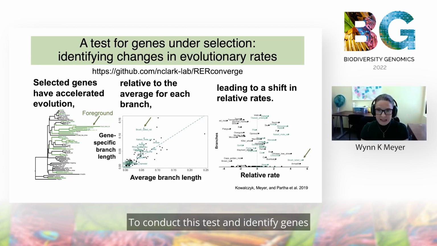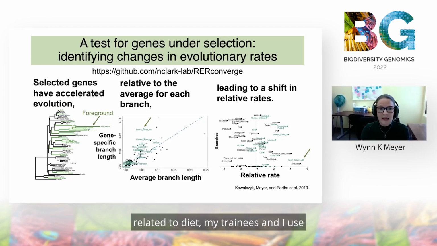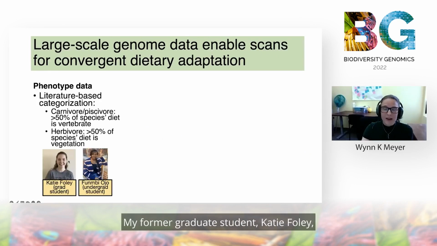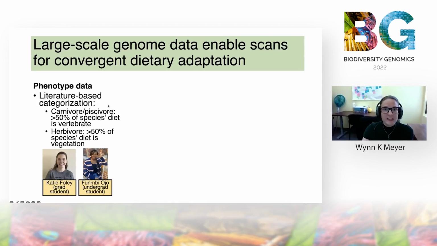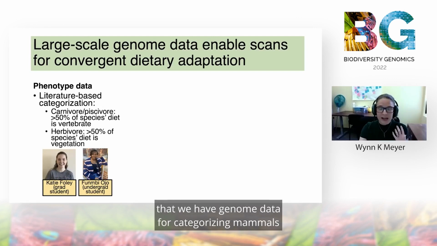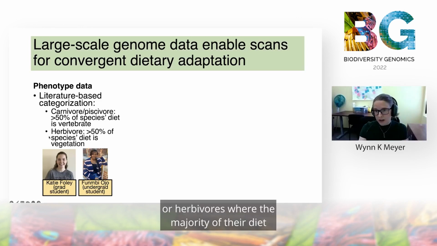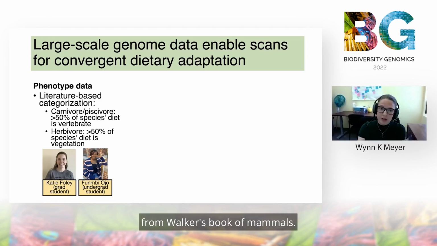To conduct this test and identify genes that may have been under repeated selection related to diet, my trainees and I use the following data sets. My former graduate student, Katie Foley, with the help of several undergrads, including Funbi Ocho, did a literature-based search for the species that we have genome data for, categorizing mammals as either carnivores or piscivores, where the majority of their diet came from vertebrate animals, or herbivores, where the majority of their diet came from vegetation. And this was primarily based on information from Walker's Book of Mammals.